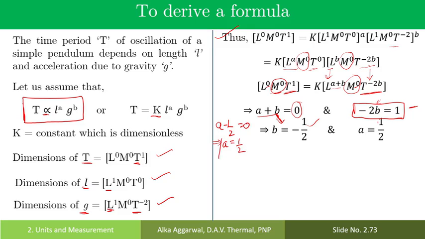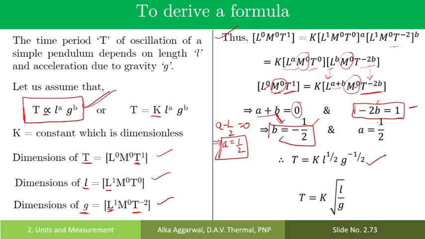Now put the values of a and b in this equation and it will give these values, which can be written in this way, and it is the formula for the time period of the simple pendulum, where k is a constant and its value is determined with the help of experiments.